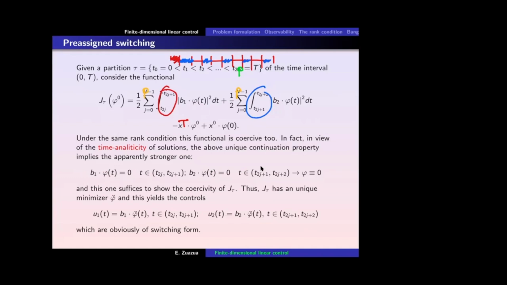Why? Because the system is finite dimensional. Therefore, the solutions phi are analytic in time. So this will apply also for analytic semigroups like parabolic equations, the heat equation, for instance. So if B1 phi is equal to 0 in the red subintervals, it has to be 0 everywhere because the only analytic function vanishing on a time subinterval is the 0 one, right? This is the analyticity. C infinity doesn't suffice, right?